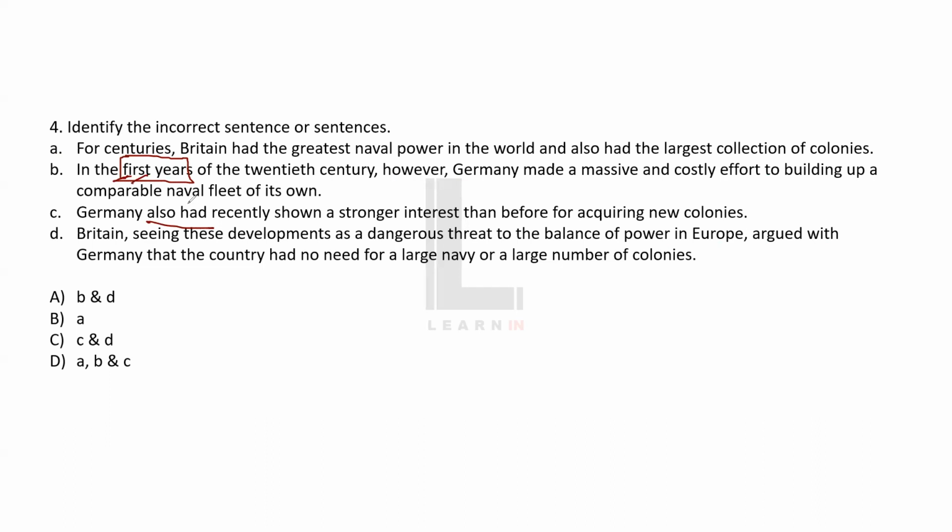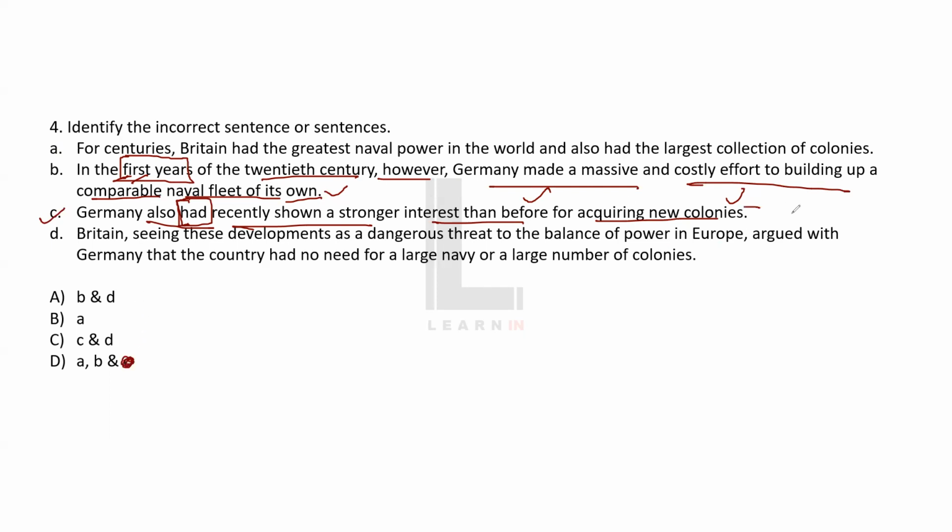Germany also had recently shown. Now, C वाला एक बारी देखना जरूरी है. Had recently shown a stronger interest than before, right? Had recently shown a stronger interest than before for acquiring new colonies. Okay, had the greatest naval power in the world, and also had. Germany had recently shown. Okay, in the first few years of 20th century, however, Germany made a massive and costly effort to build up a comparable navy fleet on its own. Germany also had recently shown. This is correct. Okay, C is correct, so C should not be the answer.